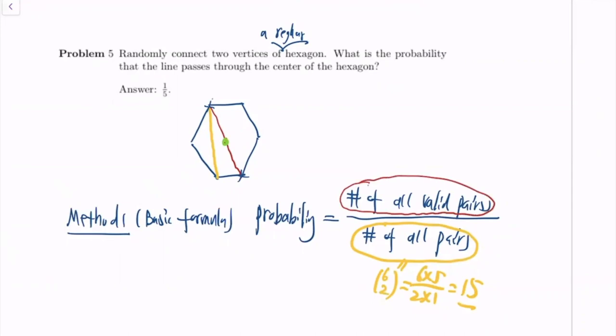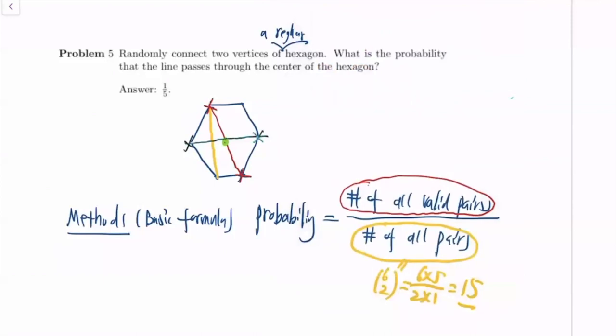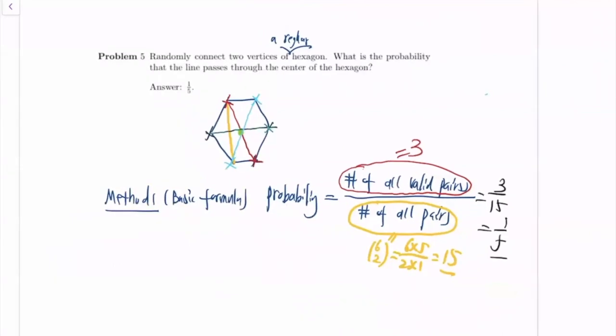Now let's look at the number of valid pairs. Let's see how many we have. This is one pair, and then you can have another valid pair, so this is two. And you can have this one, so this is the third one. You have three valid pairs. Then we simplify: 3 over 15 is 1/5. So by the basic formula, we get the probability is 1/5.